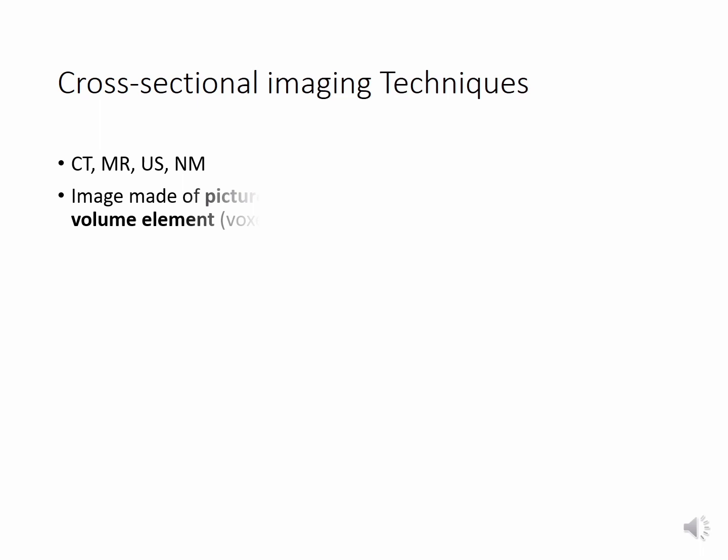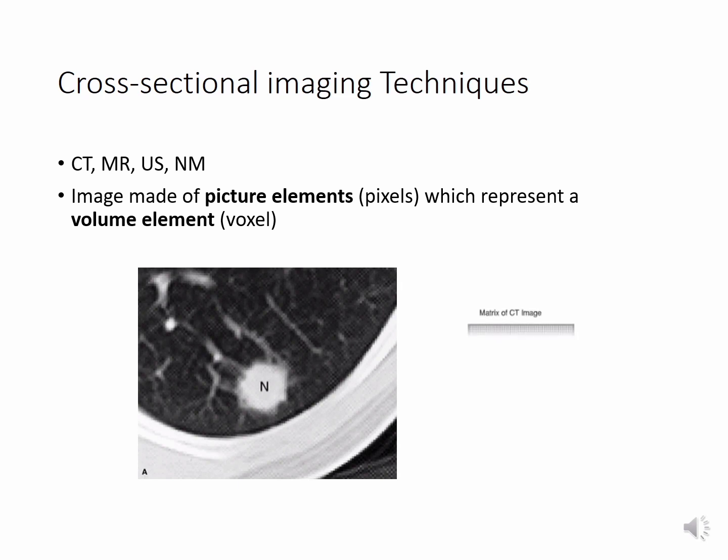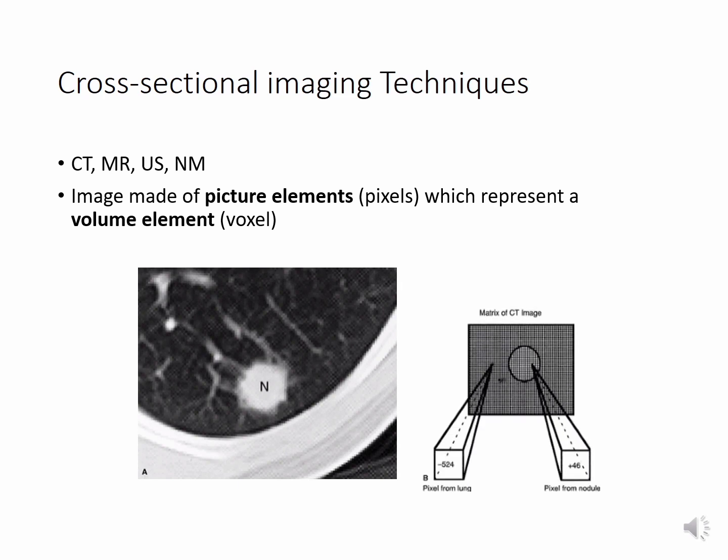So we now go to the cross-sectional imaging techniques. CT, MR, and ultrasound are techniques that produce cross-sectional images of the body. All three interrogate a three-dimensional volume or slice of patient tissue to produce a two-dimensional image. So the resulting image is made up of a matrix of picture elements, which are called pixels, each of which represents a volume element called a voxel of patient tissue. So the tissue composition of the voxel is averaged, or volume averaged, for display as a pixel.